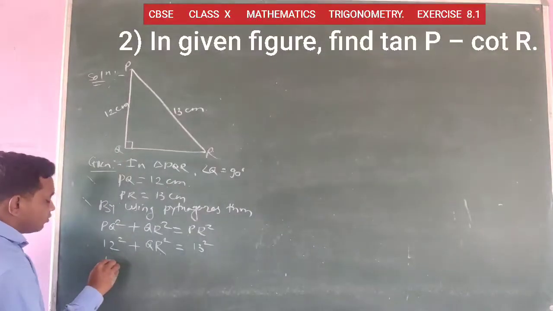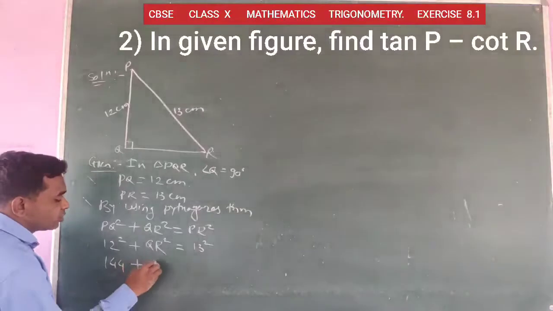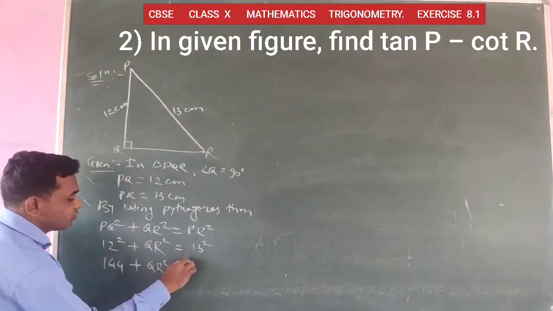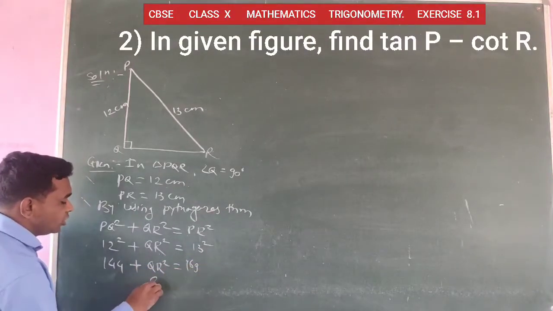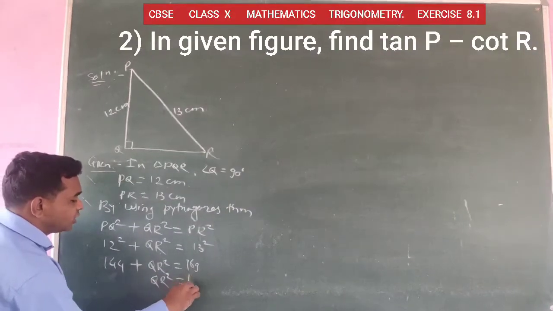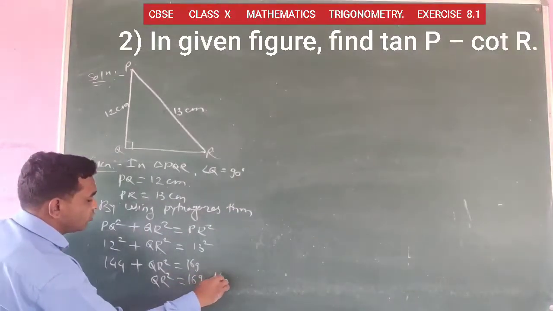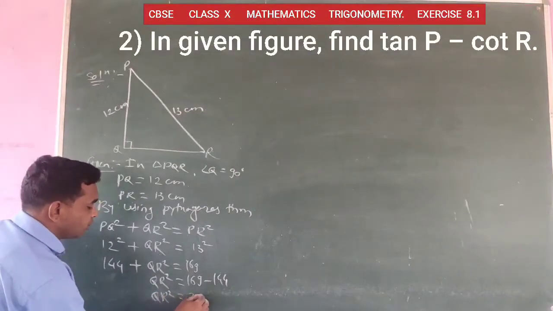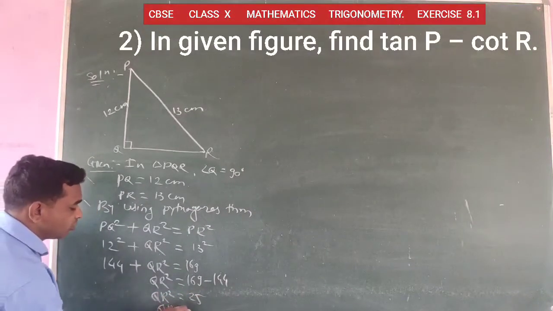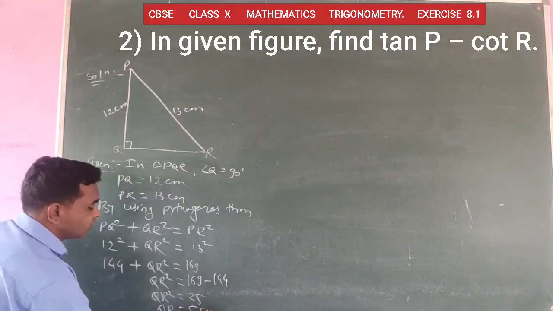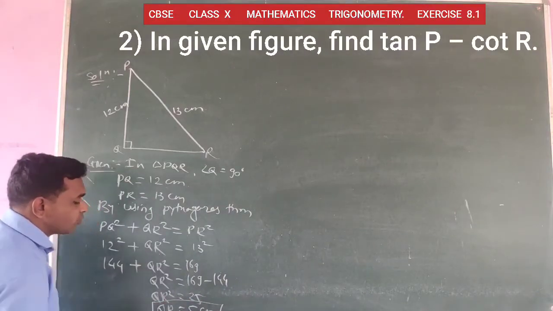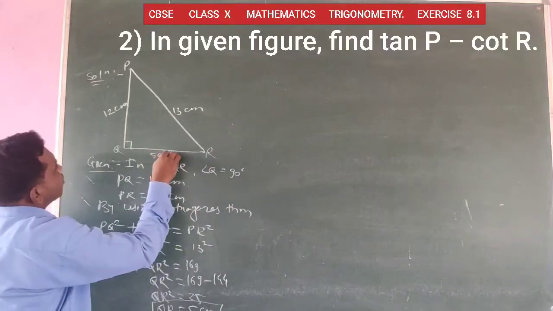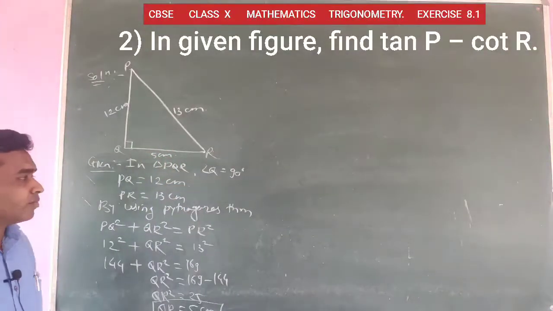So here 12 square is 144 plus QR square is equal to 169. In the next step, QR square as it is, 169 minus 144. That means QR square is equal to 25, and after taking the square root, QR is equal to 5 centimeter.